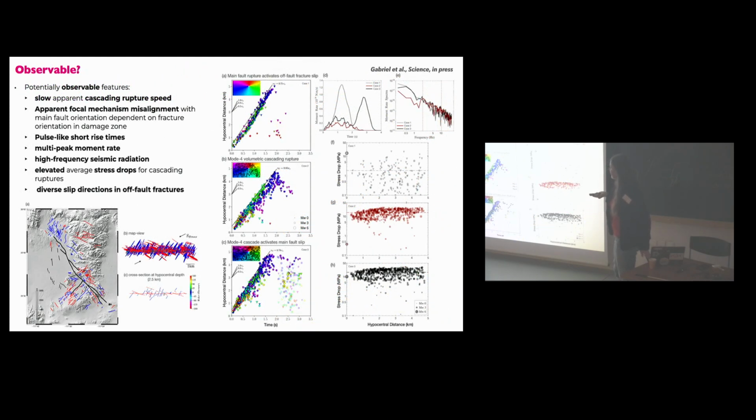Potentially observable, a couple of interesting features of these models. They have a slow rupture speed because you have all of this cascading going on. The focal mechanism is misaligned with the main fault. We have pulse-like ruptures, so the earthquake propagates as pulses through the fracture network. Very complicated moment rates with multiple peaks, high-frequency seismic radiation. Average stress drops are a little bit larger for cascading ruptures, and quite diverse off-fault fractures, which is something that might be linked to what we see from InSAR and pixel correlation in terms of this heterogeneity of fractures that are being activated by large earthquakes.